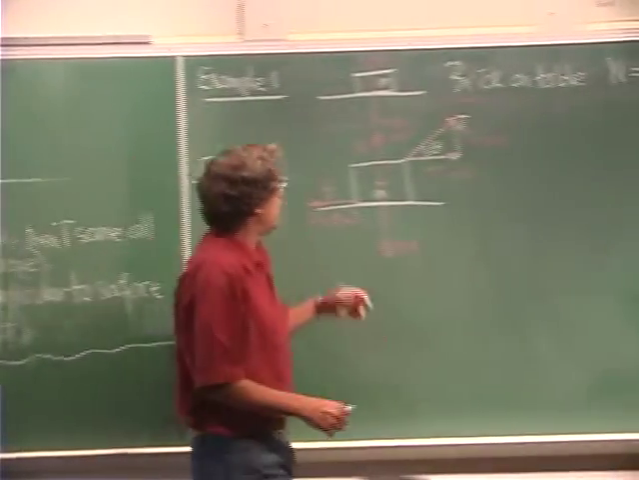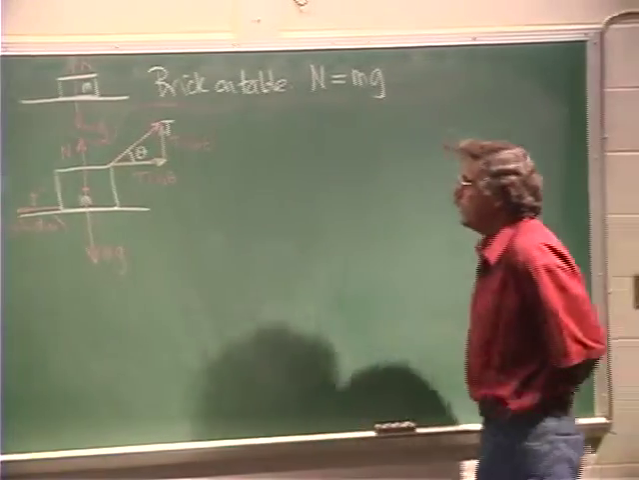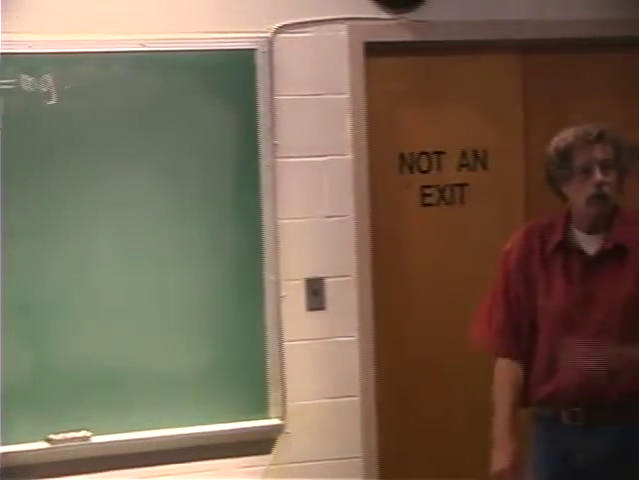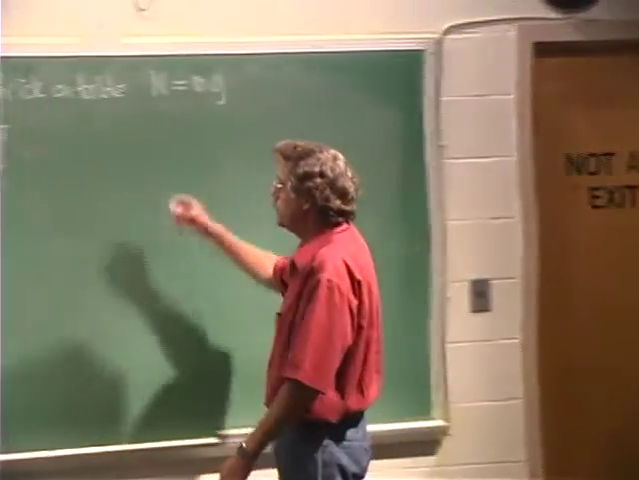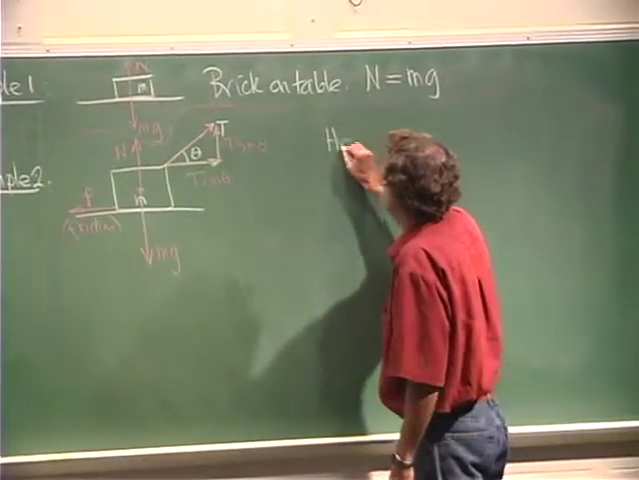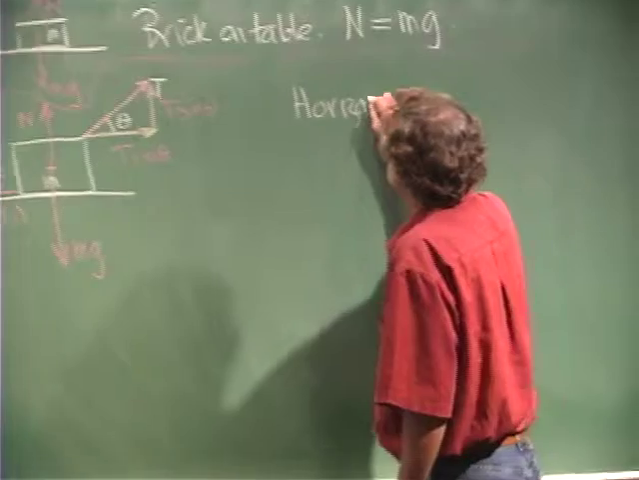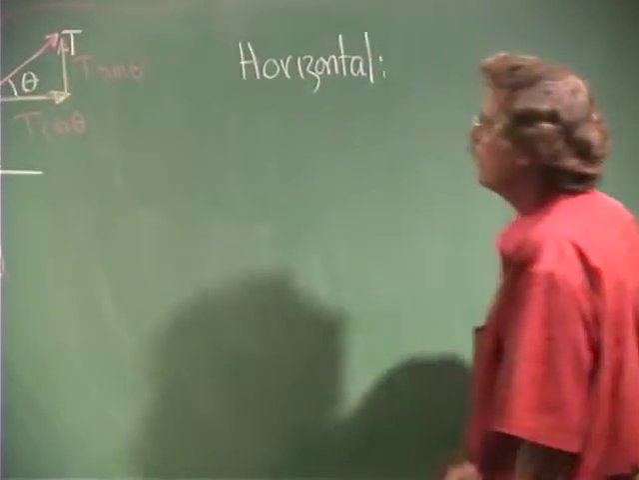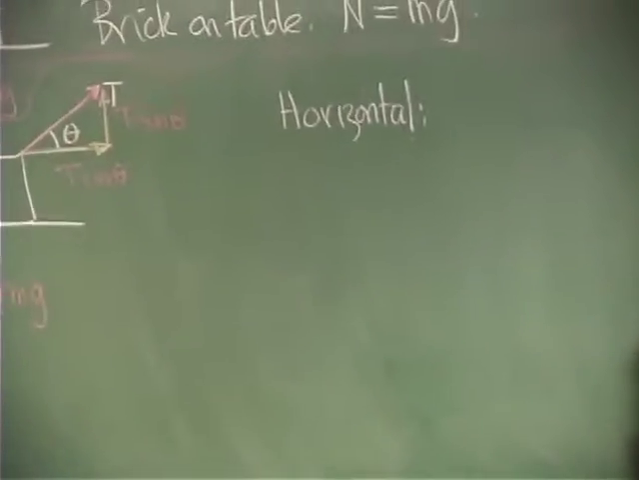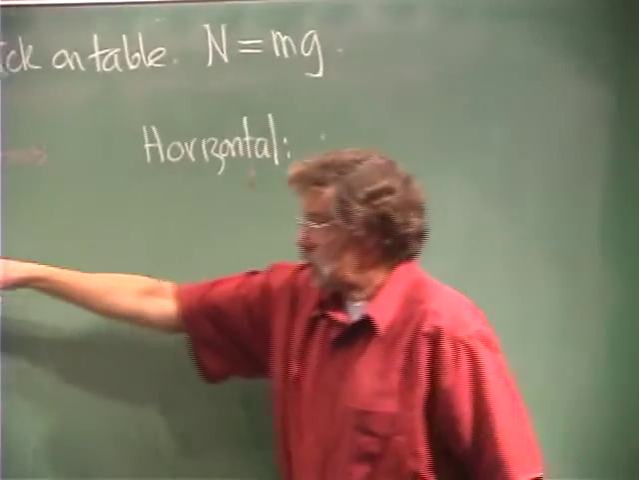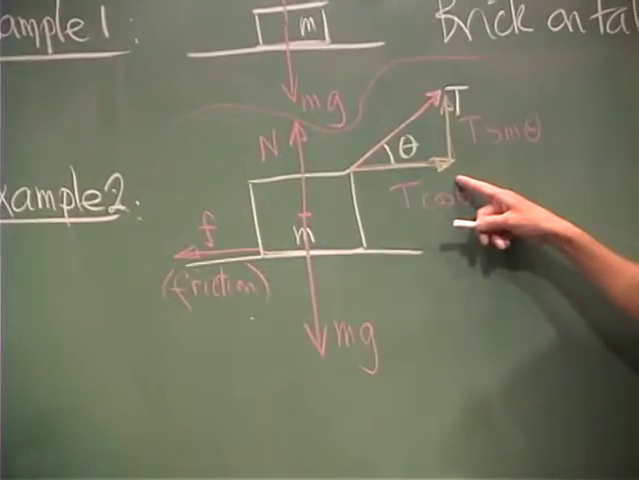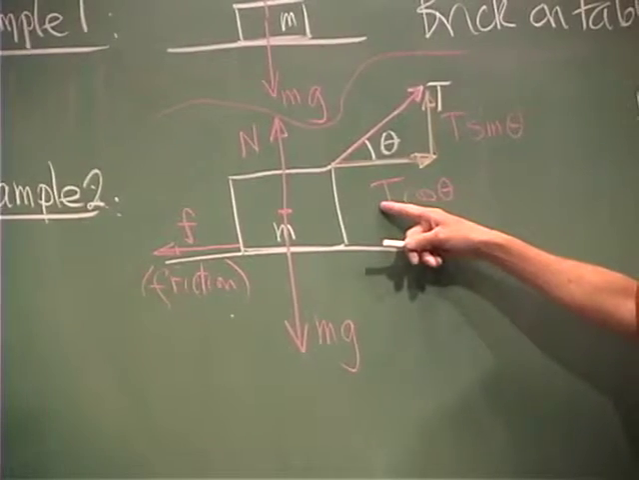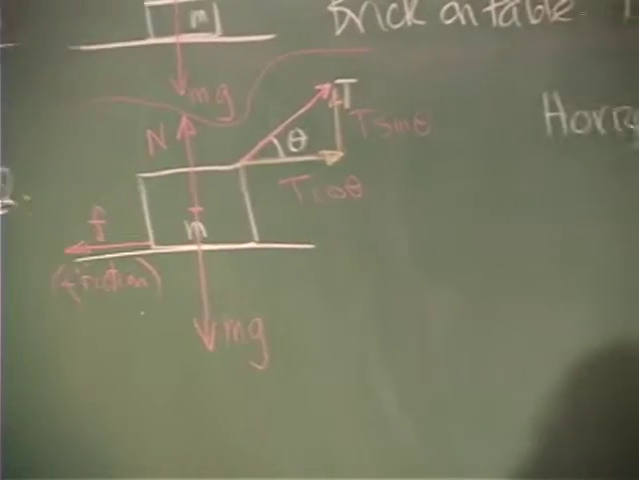Okay, let's write down now Newton's second law in both dimensions. This is an example of a two-dimensional problem. There's the vertical dimension and the horizontal dimension. In the horizontal dimension, what do you see? What forces act? There's friction in the backward direction, and there's a hunk of the tension, the horizontal component of the tension, pulling in the forward direction.